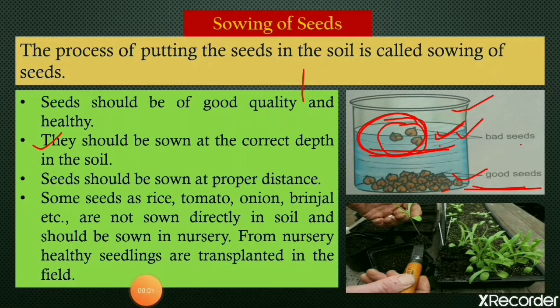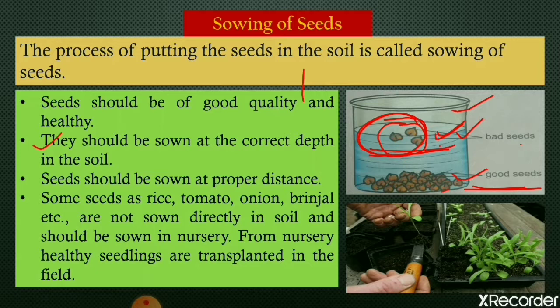Next thing, some seeds such as rice seeds, tomato seeds, onion or brinjal are not able to survive in the soil directly, meaning they cannot be sown directly in the soil. That is why first of all they should be sown in a nursery. They should be sown in a small area. That small area is called nursery, and where they are sown, it is called nursery bed.